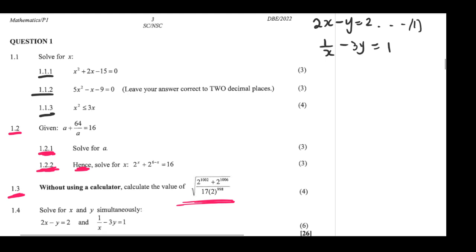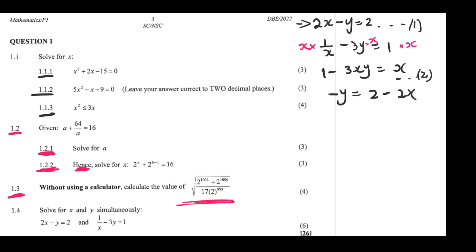So we're going to multiply by x throughout. And what we'll have is 1 minus 3xy is equal to x, right? So I can make this equation 2. And in equation 3, I'm going to use this equation here to create equation 3. So it's going to be minus y is equal to 2 minus 2x, right? And then divide by negative 1 on all sides. We have y is equal to minus 2 plus 2x. So just to write it properly, y is equal to 2x minus 2.